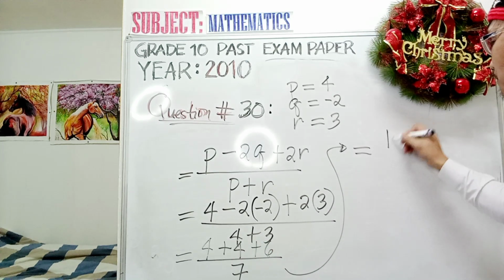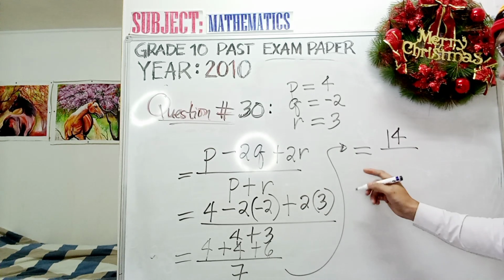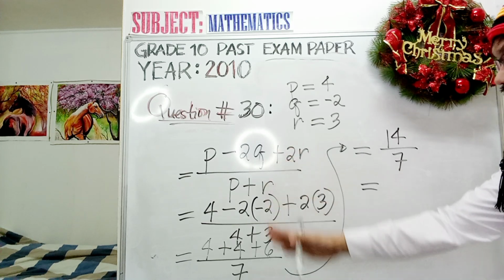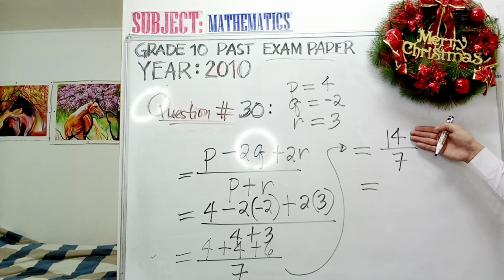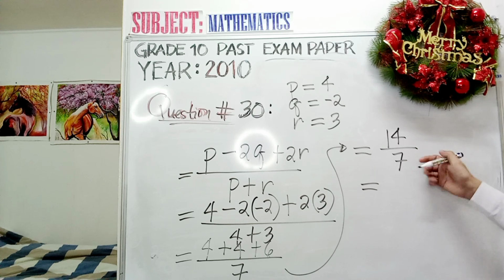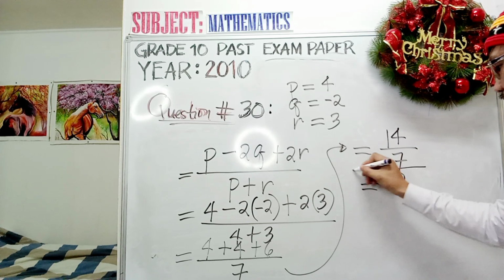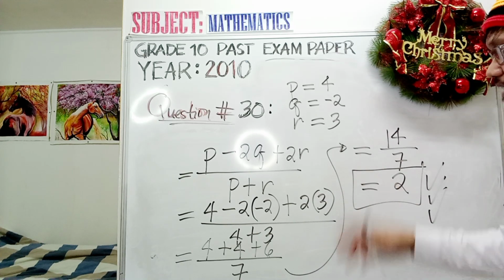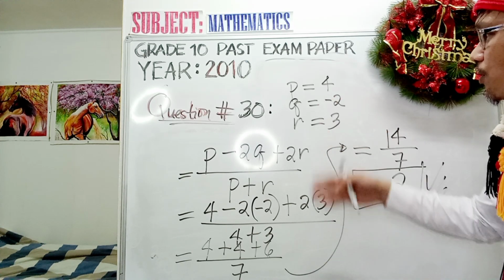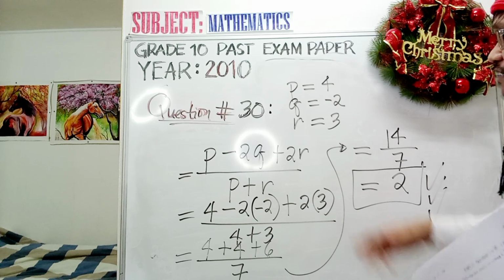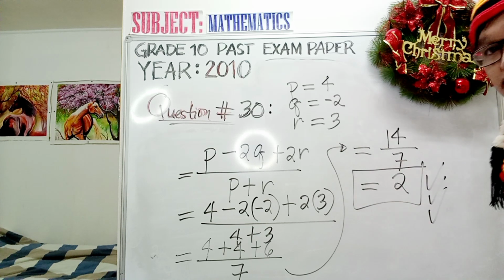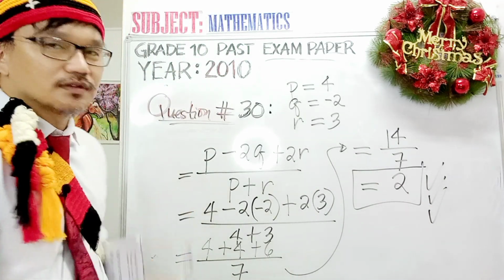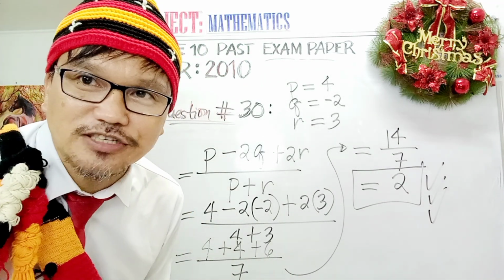So, we have 14 divided by 7. Okay, finally, the value of this given expression is 14 divided by 7, which is equal to 2. So, our answer is 2. Again, it's very easy, but the technique on this one is to be very careful in using the negative value when you substitute. So we have 2 as the answer.